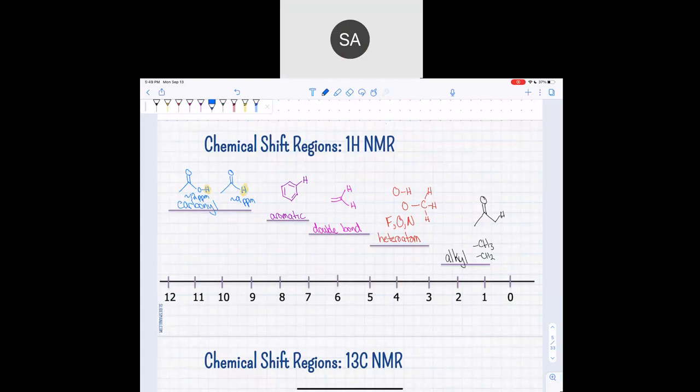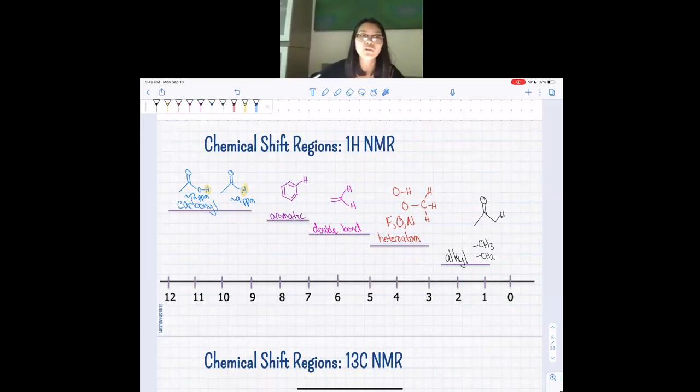Yes, so I just like thinking of the alkyl as super boring. They're just a bunch of carbons and hydrogens. If we had a molecule that just had a bunch of carbons and hydrogens, all of these would fall underneath the alkyl region. However, let's say we added in a heteroatom.